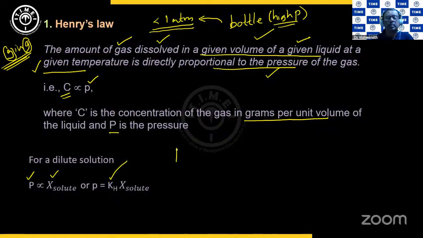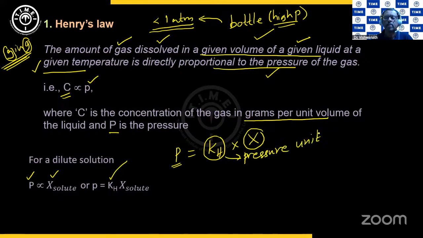Now we put P equals Kh into X of the solute. This X has got no unit, it's mole fraction. So whatever is the unit of pressure, that will become the unit of Kh. So Kh will have the units of pressure. Kindly note, Kh will have the unit of pressure. So Kh is called the Henry's law constant.